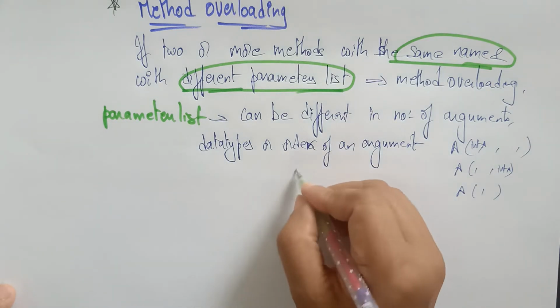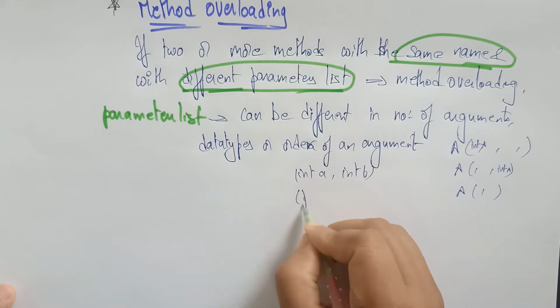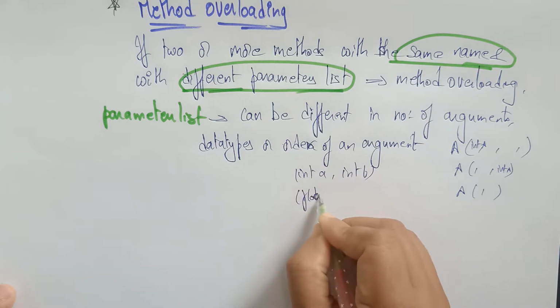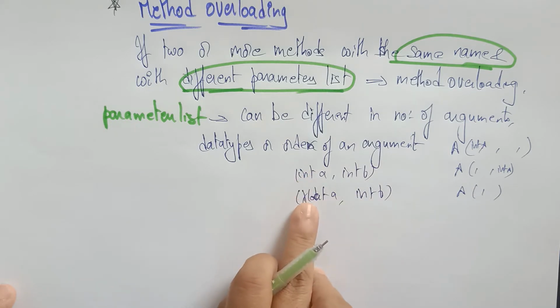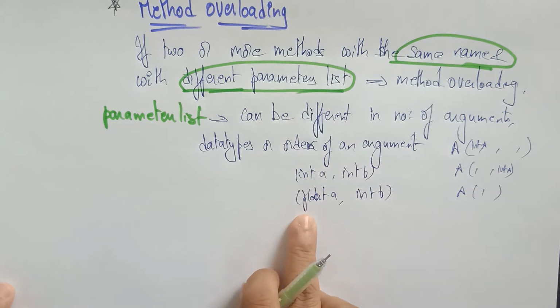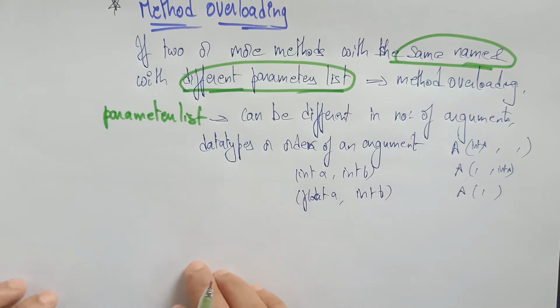So in one I used int A, int B, and here I used float A and int B, like that. So different data types may be here int, here float. It may vary in different data types or the order of arguments may vary.